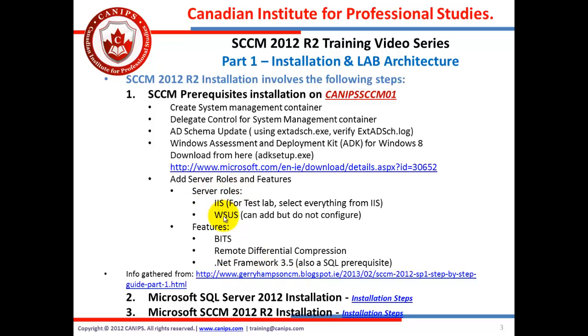So the server roles are these two roles to be installed. We will be installing WSUS, but we won't configure it. Other than these, we need to install these features. And once all of these prerequisites are done, we can start the SQL installation and SCCM installation. Obviously, you are going to need the SQL 2012 ISO. You are going to need these two ISOs.